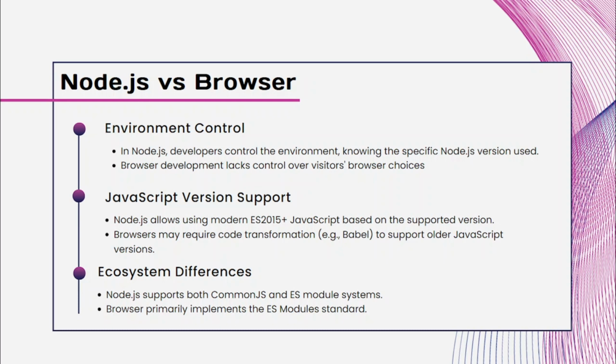Now let's talk about the JavaScript version support. Node.js allows using modern ES2015 plus JavaScript based on a supported version. But with the browser, it lacks that and it may require some form of code transformation to support older versions of JavaScript. Another ecosystem difference is that Node.js supports both CommonJS and the ES module system. We will talk about modules in our next video. For now, just know that it supports both CommonJS and the ES module system. But with the browser, it supports only the ES module standard.